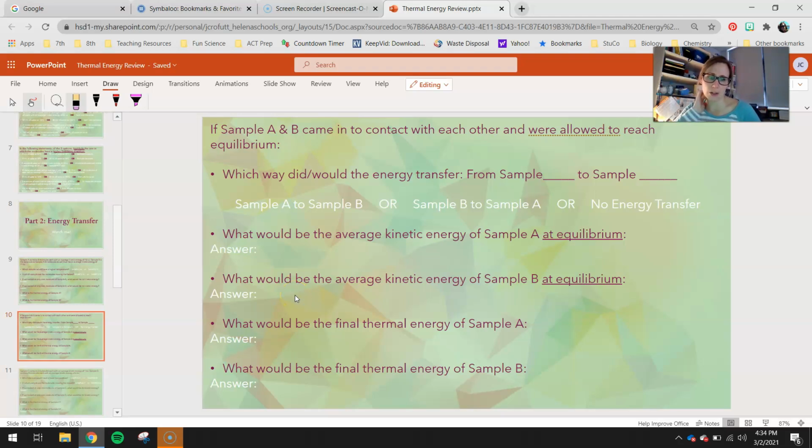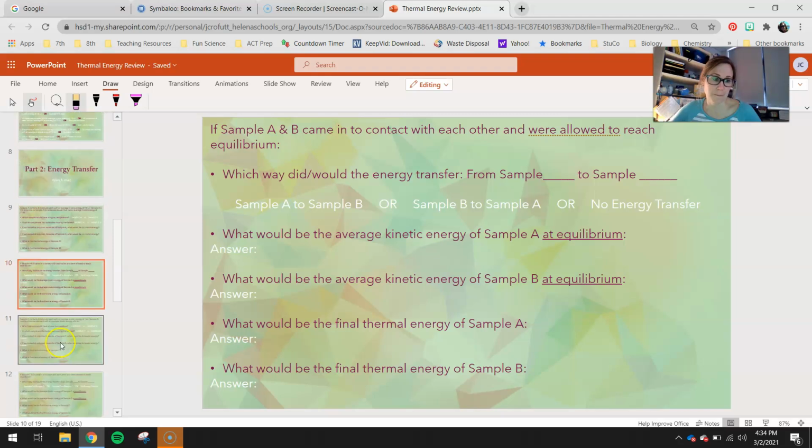Okay, and then what will be the final thermal energy of sample A and sample B? So because these two are the same size and we've made them come to equilibrium, they should have the same thermal energy or total kinetic energy. Okay, this is the only situation which that's going to happen, because the next two examples I give you guys, they won't be the same size. They won't be 4 molecules each. So you guys should get the same answer for both this one and this one. Remember, you guys are adding up the total kinetic energy there.